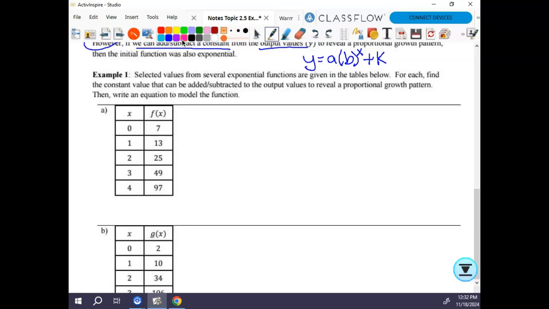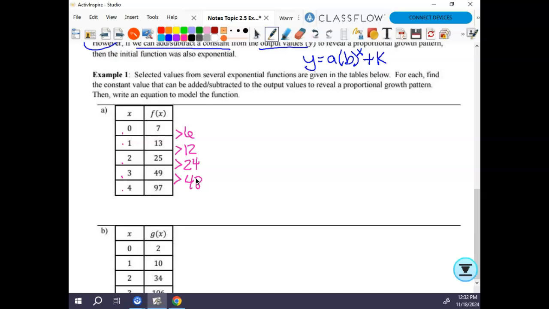I think the easiest way to do it is just be consistent in what we've been doing with this stuff from the beginning, is that I look at the x's, all right? So I have equal length input value intervals. These are specifically one, which always makes things even better. And like I said before, if I put 13 over 7 and 25 over 13, clearly I don't see a proportional pattern there. But if I start looking at my differences, 13 minus 7 is 6, 25 minus 13 is 12, 49 minus 25 is 24, and 97 minus 49 is 48. So just by doing that, now do you see a proportional growth pattern?